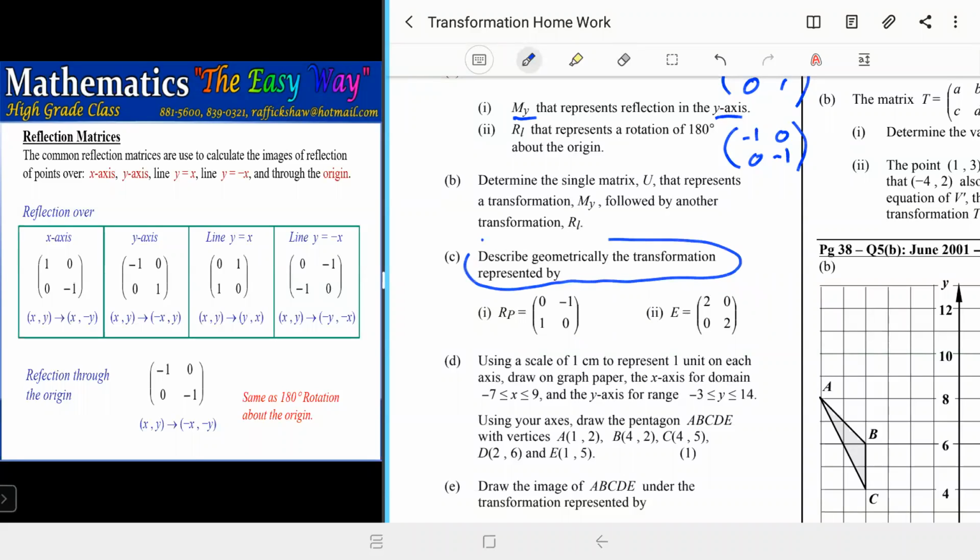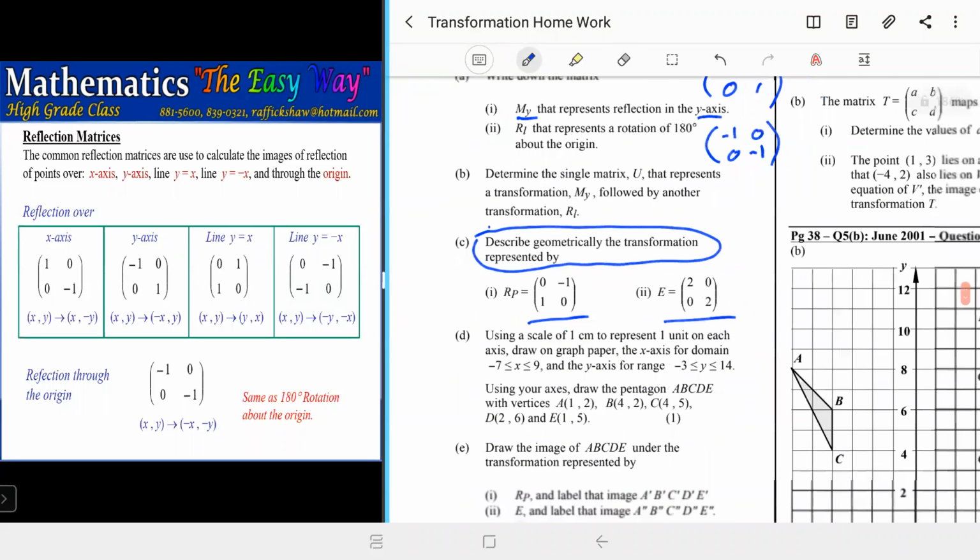Describe the geometric transformation represented by that and that. So you have to see the matrices and know what they are. You don't want to waste time working it out. You don't have to work it out in an exam. No, just learn the matrices. Just learn them, know them.